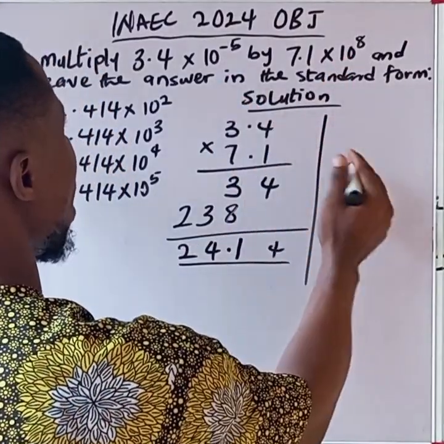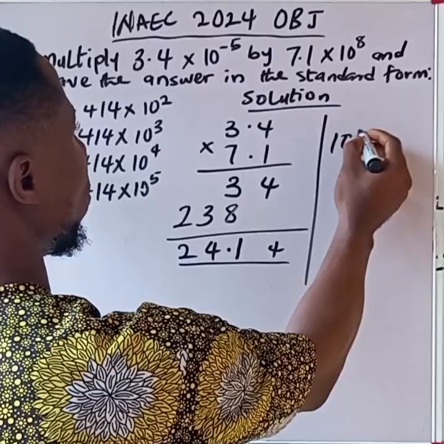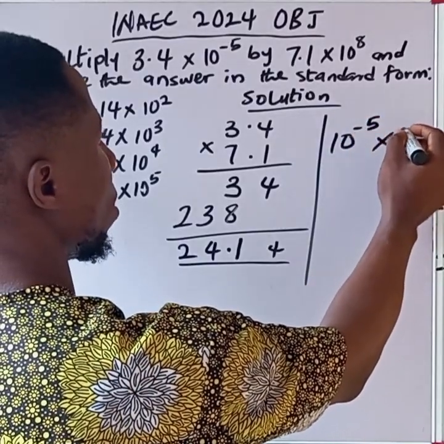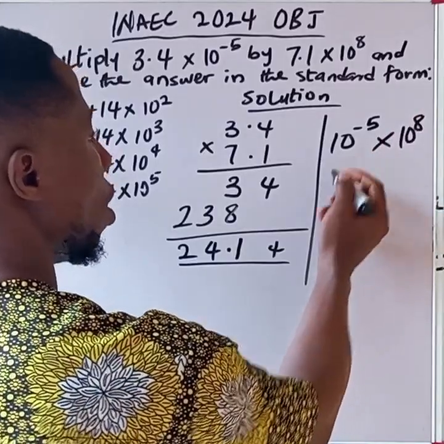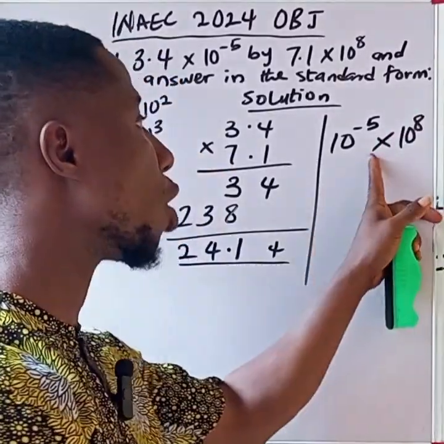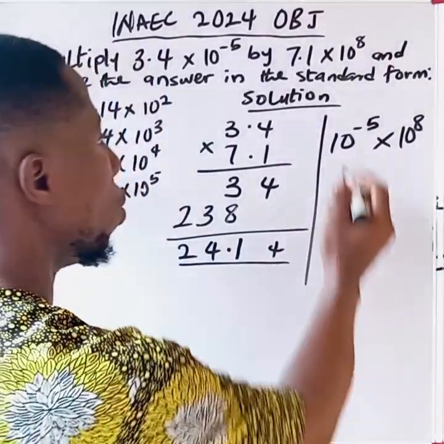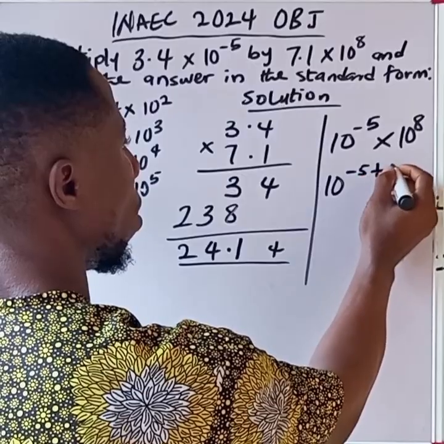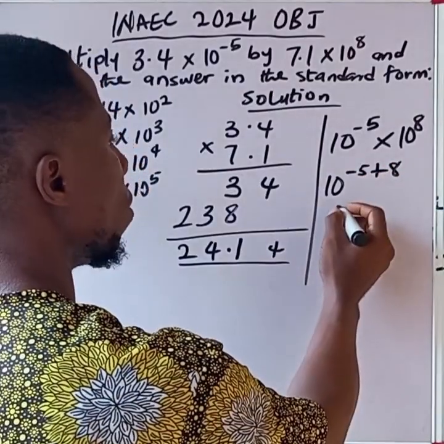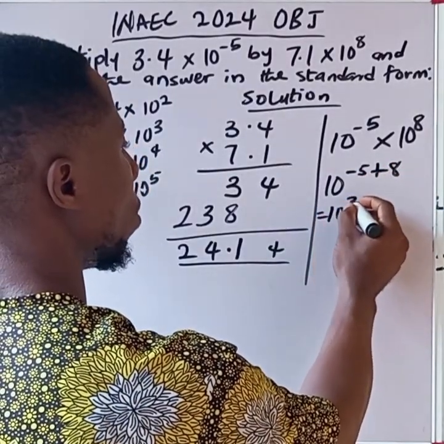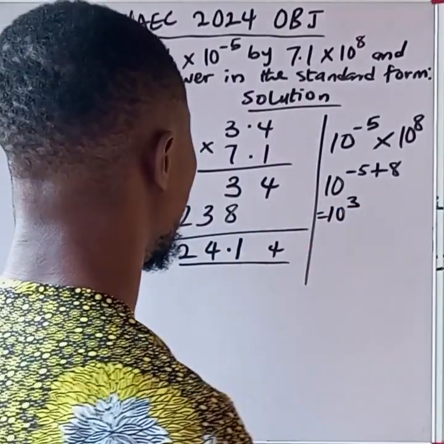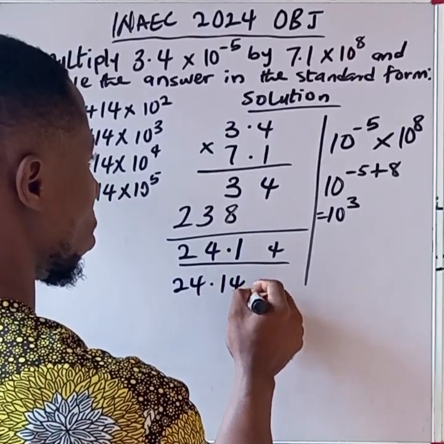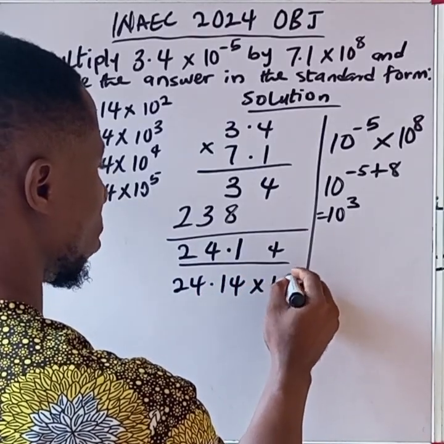Now let's multiply the powers. 10 raised to the power of minus 5 times 10 raised to the power of 8. Remember, in indices, multiplication changes to addition. So we take one of the bases, which is 10, then we have minus 5 plus 8. Minus 5 plus 8 gives us 10 raised to the power of 3. So if we put this together, we get 24.14 times 10 raised to the power of 3.